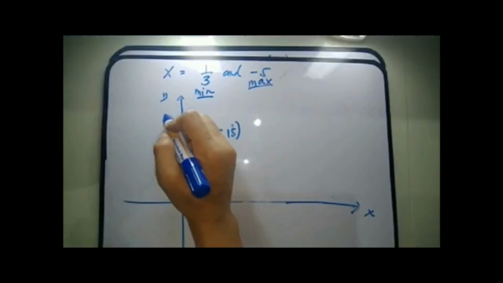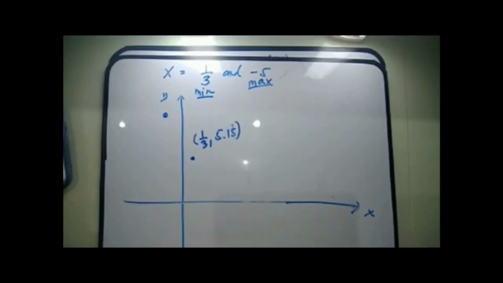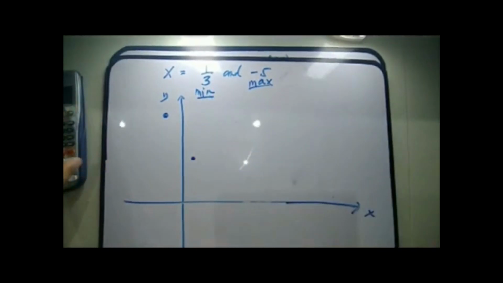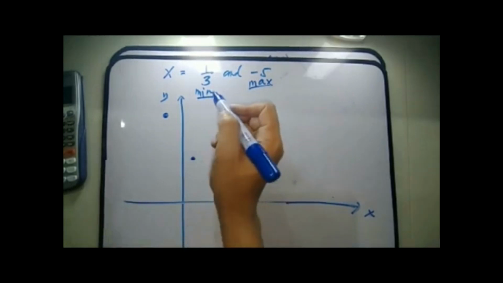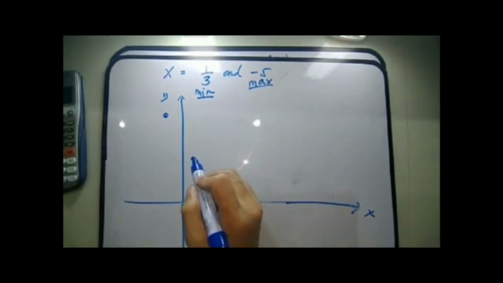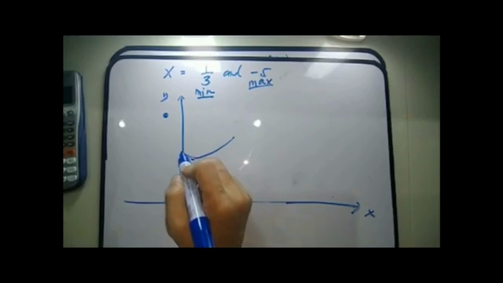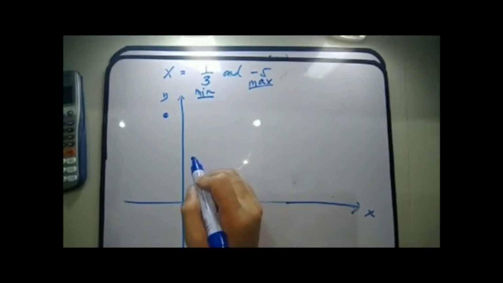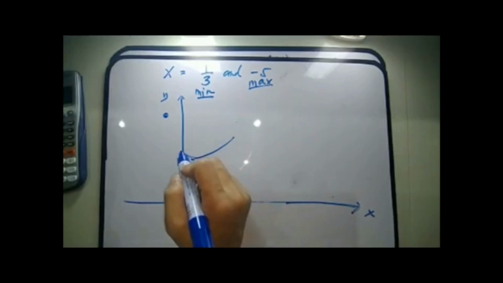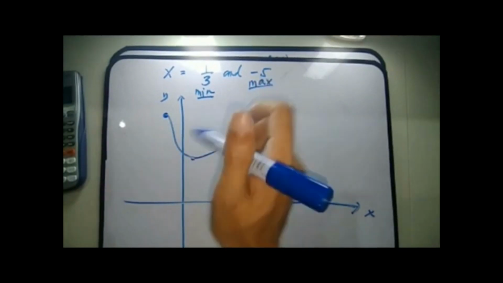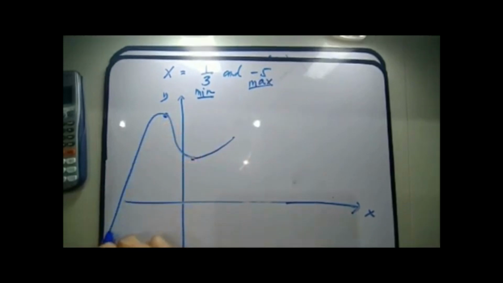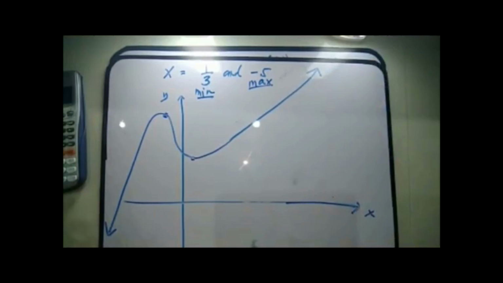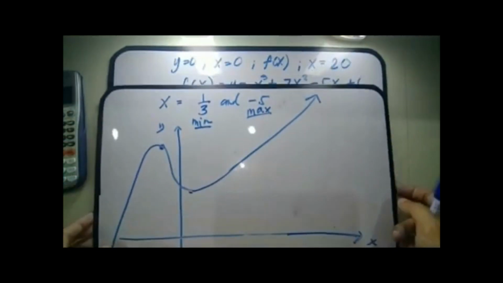So 1/3, approximately 5.15. So in the first quadrant. So at x is negative 5, you have here 81. So that is in the second quadrant. So negative 5, 81. And then the curvature at 1/3 here in the first quadrant is minimum. Therefore, it is concave upward. And at negative 5, you have here concave downward. So you have this graph. So this is the graph of the function.